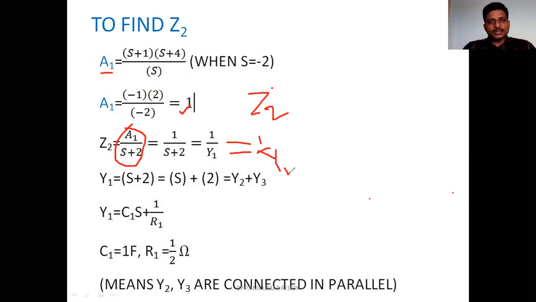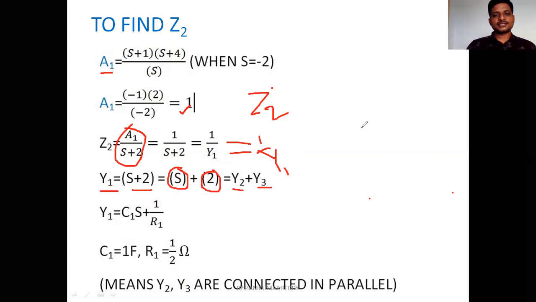So why are we assuming admittance? Because we are going to find the value of the resistor and capacitor separately. If you want to find them, you have to separate the values. So Y1 is equal to S plus 2, and it can be separated as S plus 2. Assume that Y2 is equal to S and Y3 is equal to 2.